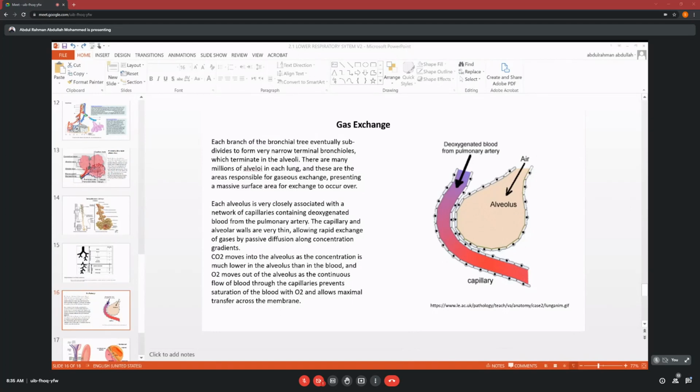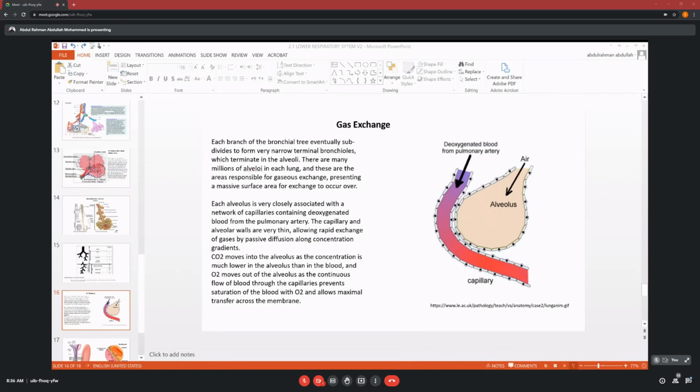Yeah, pulmonary arteries, yeah? Coming from pulmonary, very good. So the capillary then allows, with the thin layer, we'll talk about the respiratory epithelium or respiratory exchange layers. Next slide. This very thin layer allows rapid gas exchange by passive diffusion, yeah?